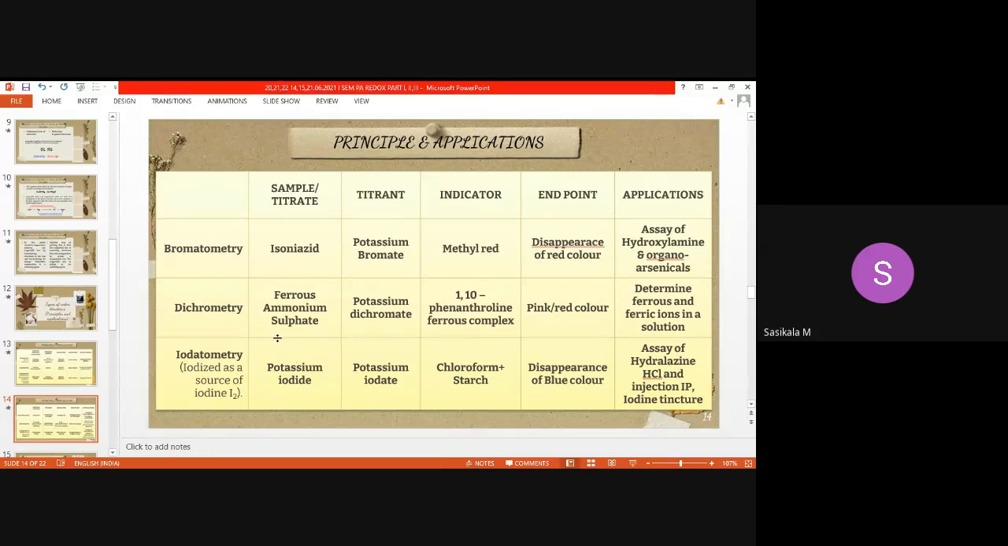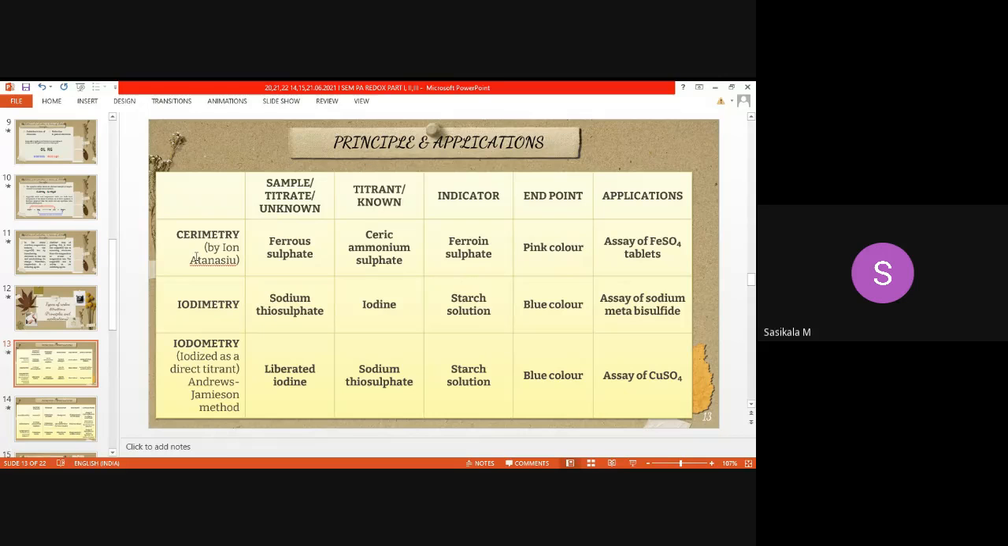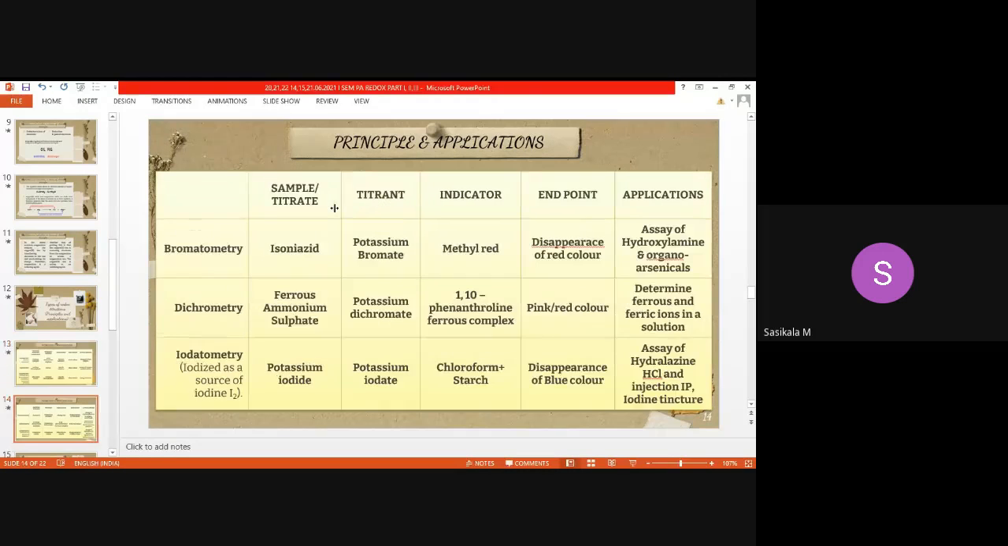Then the last one is iodotometry. Hope you have understood dichrometry since it is similar to cerimetry. Instead of ceric ammonium sulfate, potassium dichromate is used. Here ferrous salts can be analyzed.